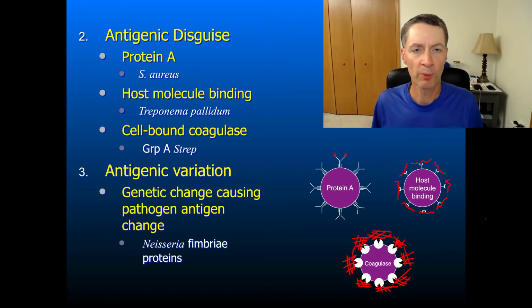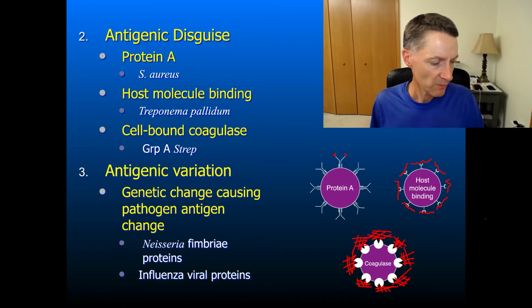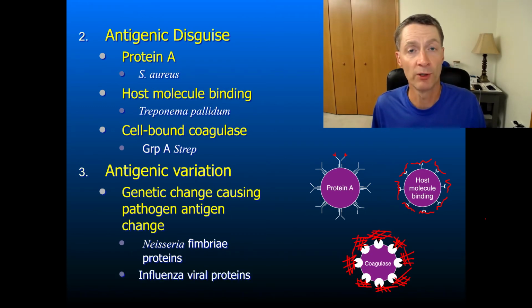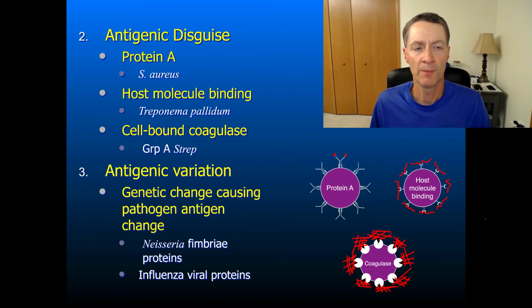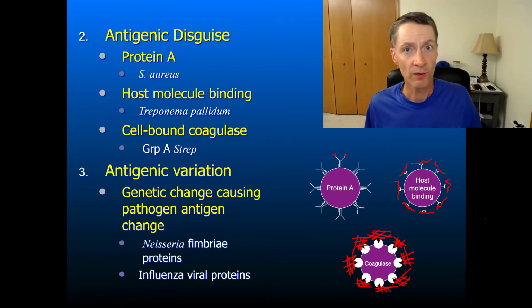Neisseria has fimbriae proteins that do this all the time. The flu has viral proteins that do this all the time. And these are just a couple of a zillion examples we could go over. We could go with the coronavirus, same deal. They think that a vaccine that we come up with as soon as next year may only be effective for a few months because the coronavirus is also constantly going through antigenic variation. So it's not a guarantee that getting that vaccine is going to protect you for years to come.